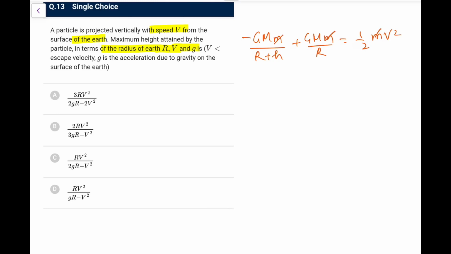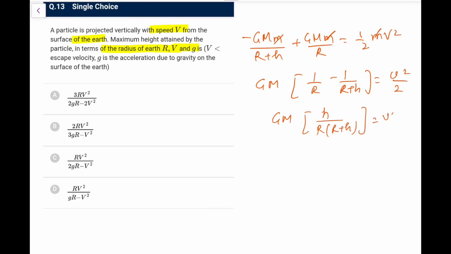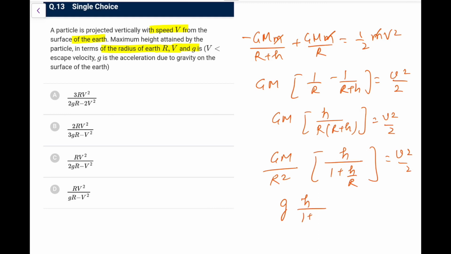So what we have, this m goes. Take GM as common, it comes out as 1 by R minus 1 upon R plus H, which is equal to V square by 2. Now GM times H upon R into (R plus H) would be equal to V square by 2. I can write it as GM upon R square, and I can write it as H upon 1 plus H by R, equal to V square by 2. The GM by R square is g, so I can write g into H upon 1 plus H by R is equal to V square by 2.